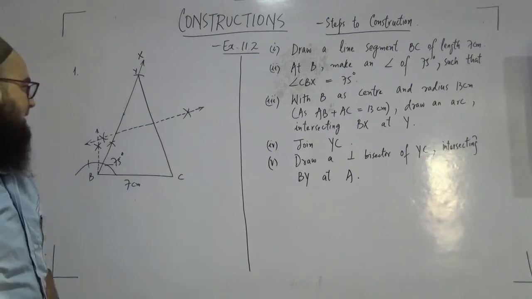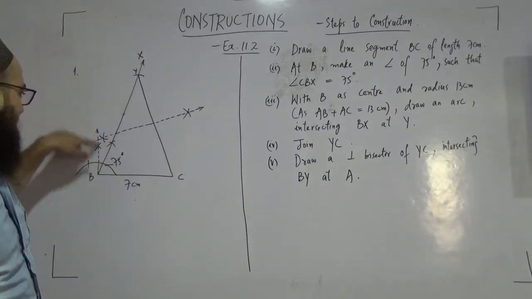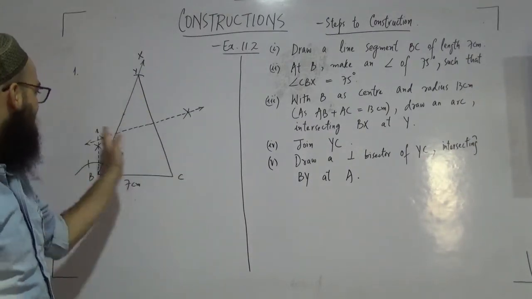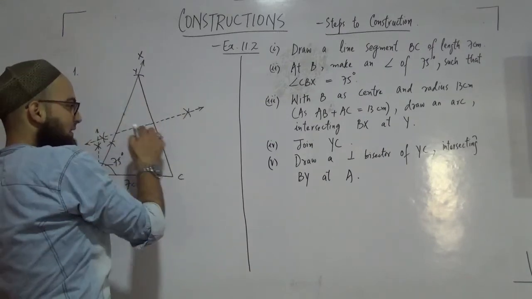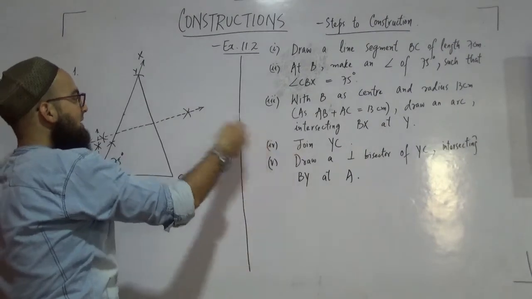You'll get something like this. With Y as center, one arc here, one arc here. With C as center, intersect that arc and that arc. Got it? Now, what I said, draw a perpendicular bisector of YC.